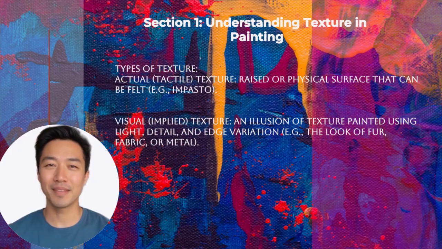Section 1. Understanding texture in painting. Types of texture. Actual, tactile texture: raised or physical surface that can be felt, e.g., impasto. Visual, implied texture: an illusion of texture painted using light, detail, and edge variation, e.g., the look of fur, fabric, or metal.